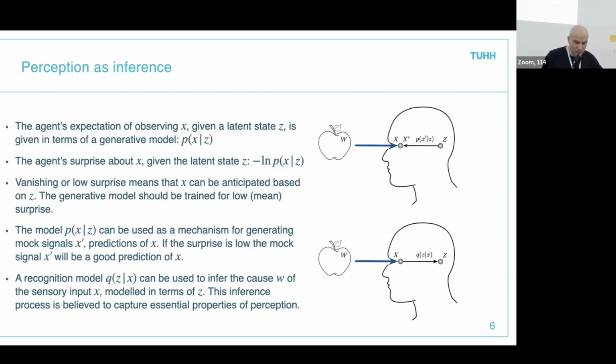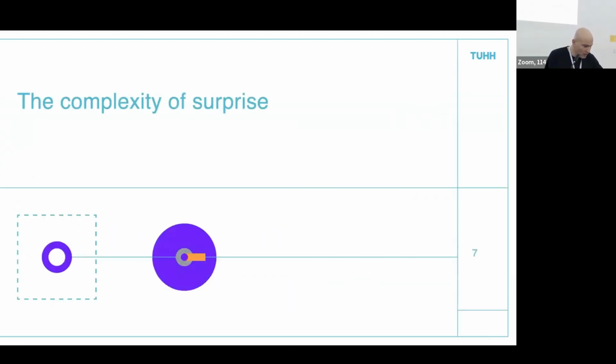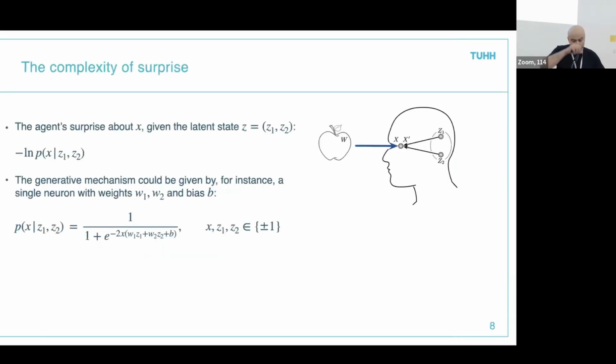Okay, that's the notation. I will be using these images throughout the first part of my presentation. So now let's come to surprise. Let's have a look at various situations, how the surprise is computed. Let's consider compositional structure of the latent state, consisting of Z1 and Z2. And the surprise will be simply this one here.